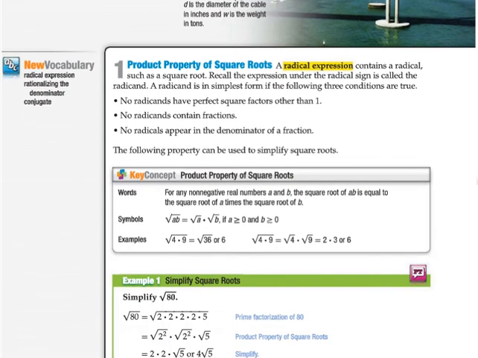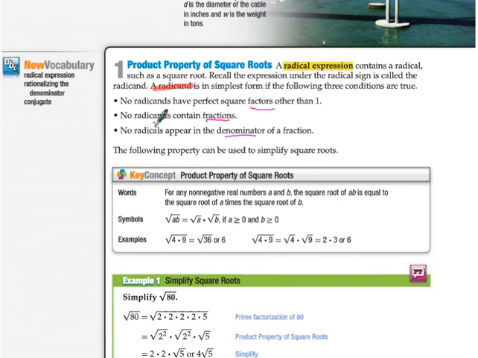Product property of square roots. So we have to understand that a radical expression contains a radical, such as a square root. Recall that the expression under the radical sign is called the radicand. This is just vocab, the radicand. In simplest form, if the following things are true, no radicands can have a perfect square factor other than 1. We'll look at that. No radicands can contain fractions, and no radicals can appear in the denominator. So if the directions are to simplify and any of those things are true, you're not done yet.